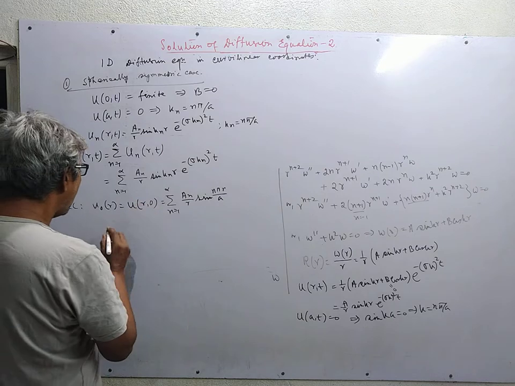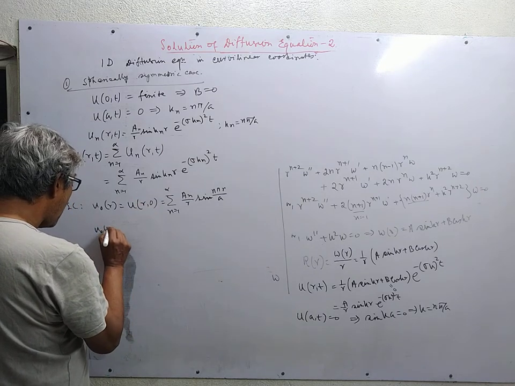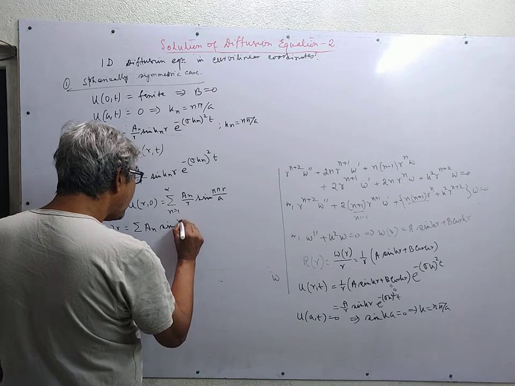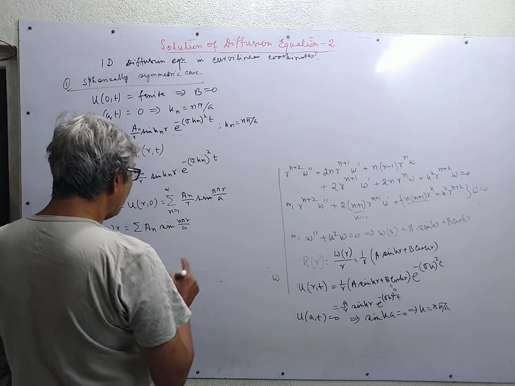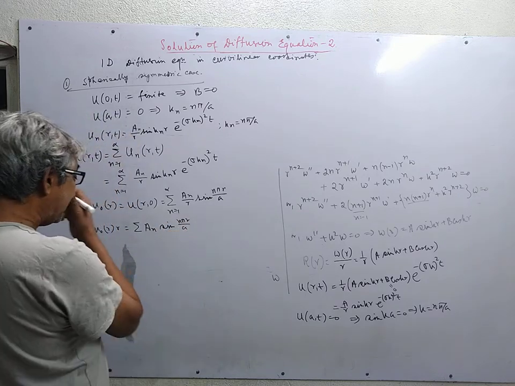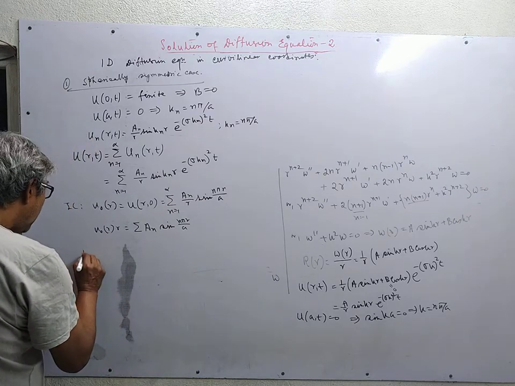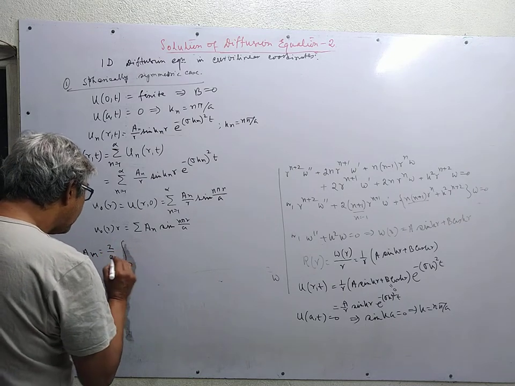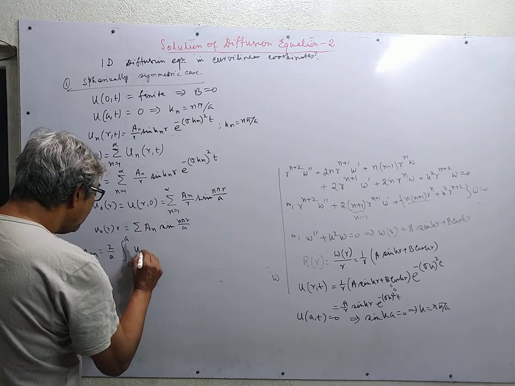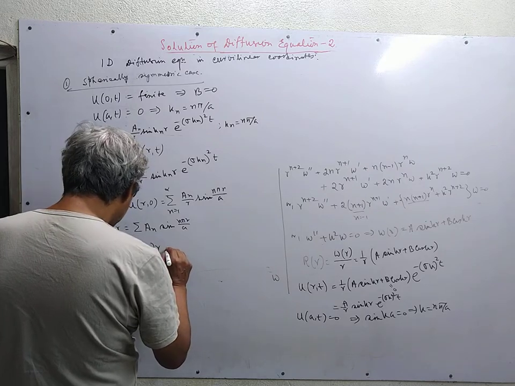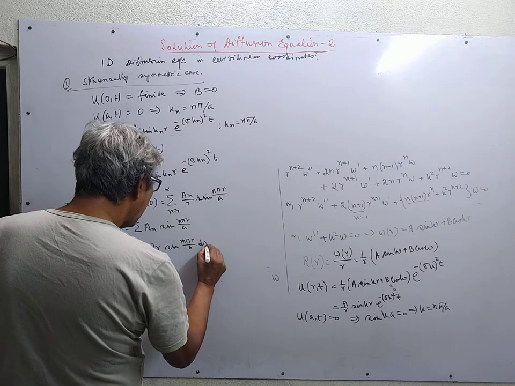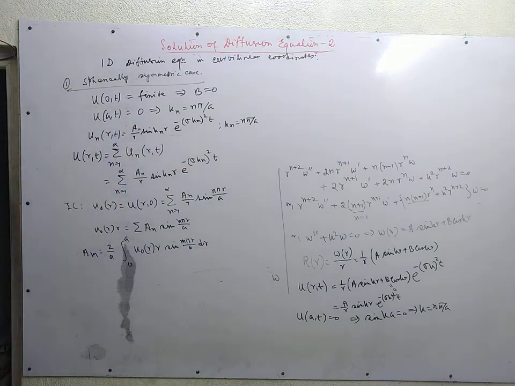Now we derive this equation as u 0 r times r is equal to summation over a n sine of n pi r by a, and if we multiply it by sine of m pi r by a and integrate between 0 to a, we get a m is equal to 2 by a integration 0 to a u 0 r times r sine of m pi r by a dr. This is the expression for the expansion coefficient.